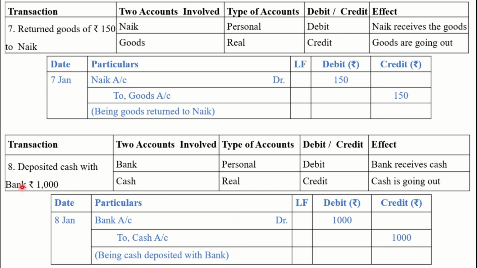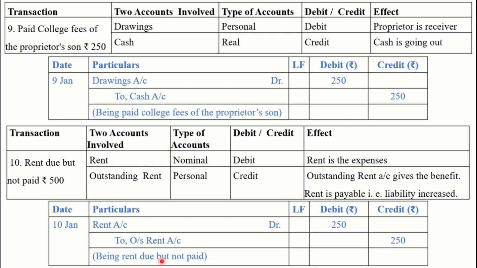Journal entry of this transaction. Deposited cash with bank rupees 1000. Date 8 January. Particulars bank account debited 1000. To cash account credited with 1000. Being cash deposited with bank. Okay, ninth transaction. Paid college fees of the proprietor's son rupees 250. Which two accounts are involved? Drawings and cash.